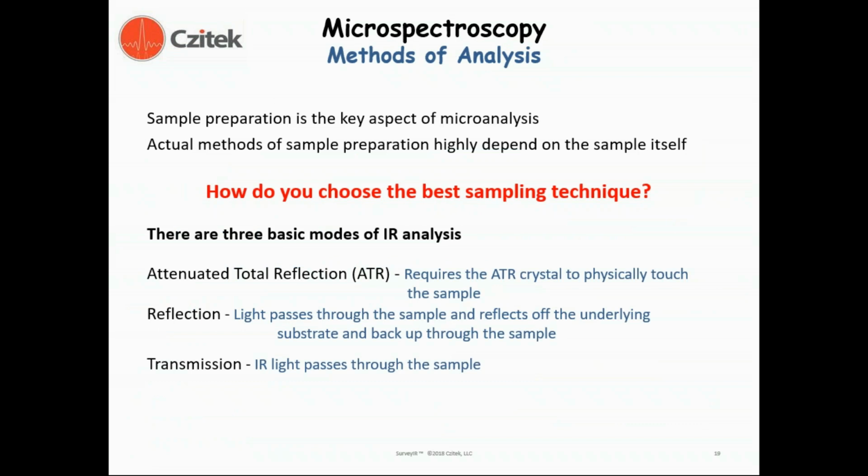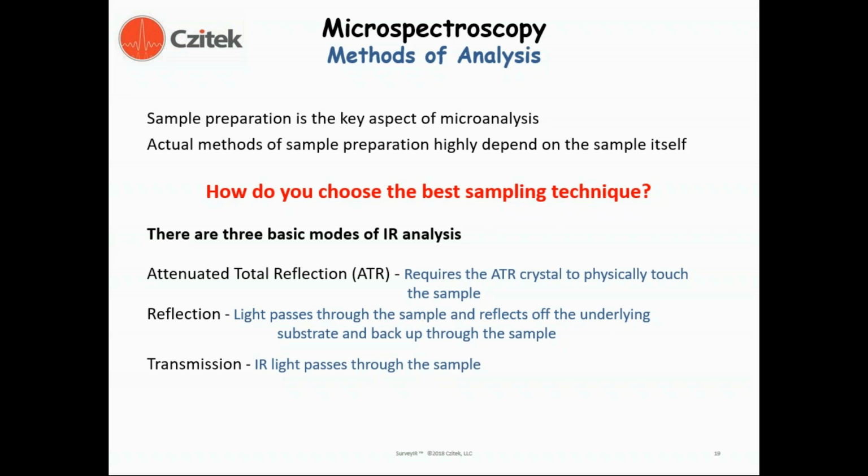So as we said in the introduction, the Surveyor and other microscopes have the ability to measure samples in attenuated total reflection mode, or transmission. How do you choose the best sample measuring technique? This really many times depends on the sample itself. Attenuated total reflection is useful in terms of minimizing sample preparation. For some samples, it may require no preparation, but it requires you to physically touch the sample.